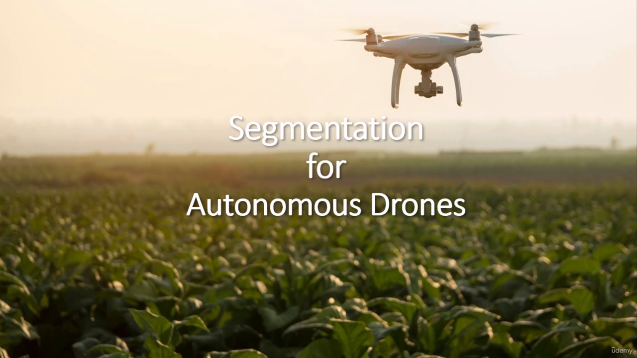Another application is infrastructure inspection, where semantic segmentation can be used to identify and locate specific regions of interest, such as cracks or corrosions on bridges, buildings, and other structures. This information can be used to create detailed inspection reports and also for maintenance and repair planning. Semantic segmentation can also be used for search and rescue operations, where drones can be used to identify and locate missing people or objects based on their features or context.